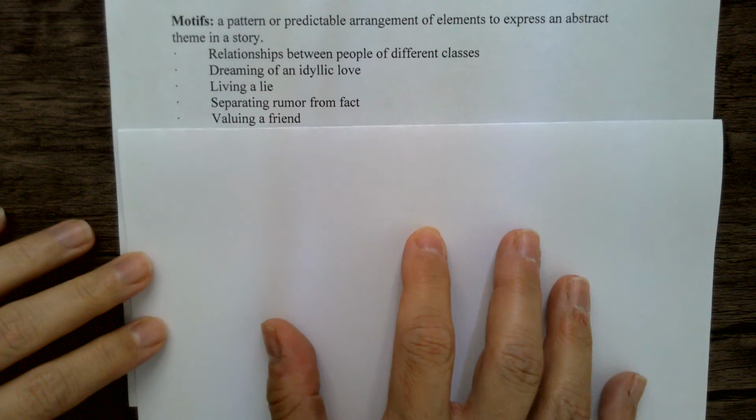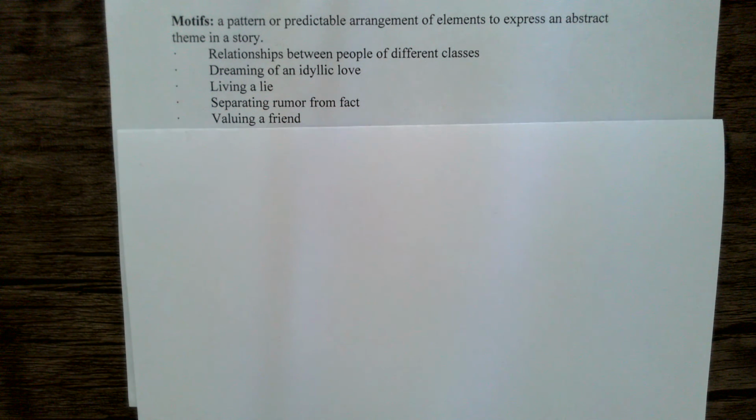Valuing a friend is also a motif. In the course of this book, you're really going to find that most of these characters do not know what it means to be a friend. They really are very selfish, self-centered, and don't value those that are around them. Their friends are usually people of the same social class. It doesn't mean they really have much in common except their social class. So there doesn't seem to be much value in a friend with these characters.